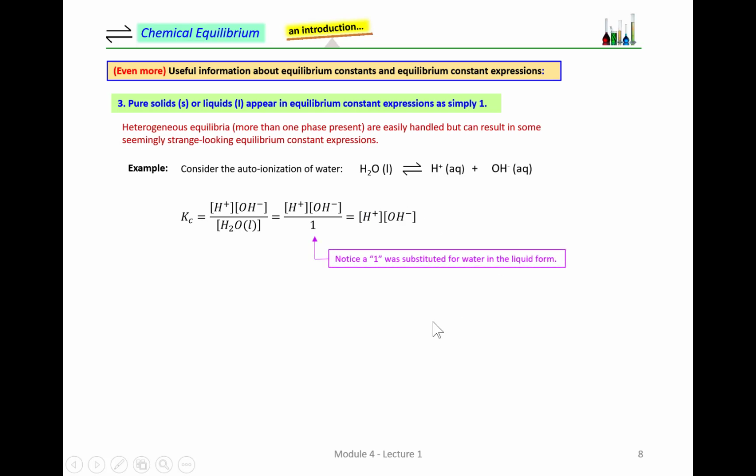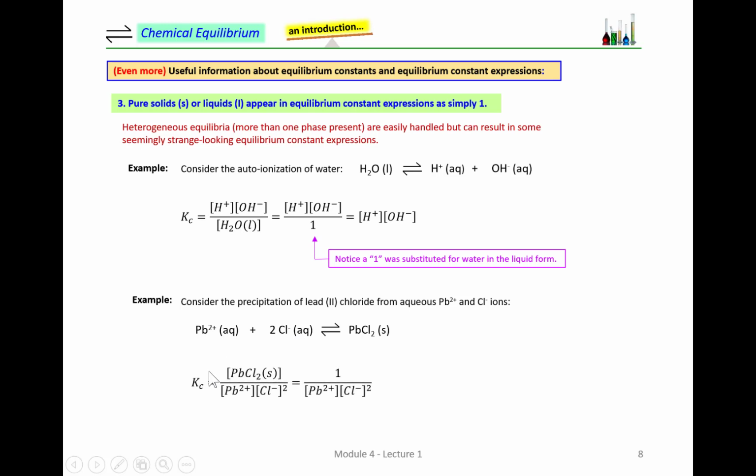How about this reaction? This is a description of the precipitation of lead(II) chloride from aqueous lead and chloride ions. Well, we can write a Kc for this. It would have lead chloride solid on the top divided by the concentration of Pb2+ times the concentration of chloride squared. Again, since this is a solid, we just substitute a 1, which means the equilibrium constant expression turns out to look like that. Again, notice a 1 was substituted for the solid lead chloride.